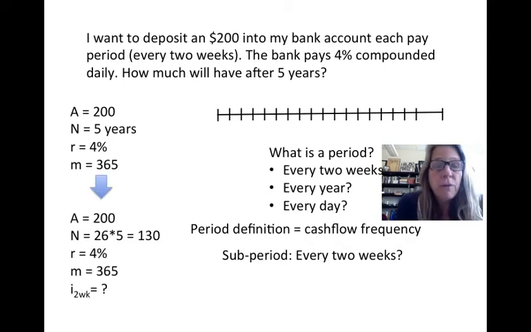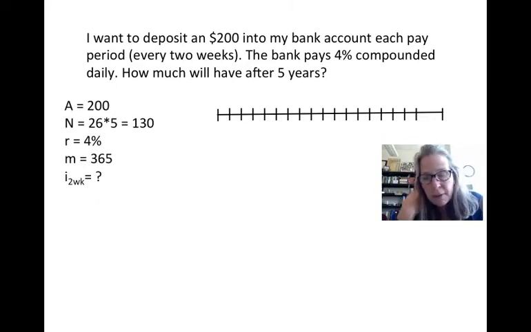So that means we're going to convert this input data. It's still $200 every 2 weeks, but now the number of periods is not 5 years, but it's 26 two-week periods per year times 5 years. So it's 130 periods. And the interest rate we need to know is what is the interest rate for 2 weeks. So all of those need to be defined consistently for a two-week period.